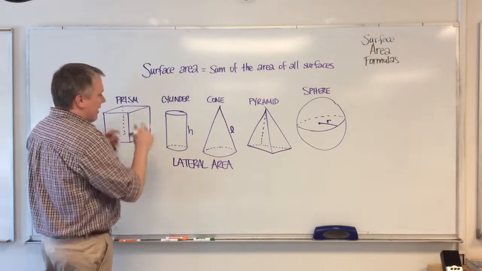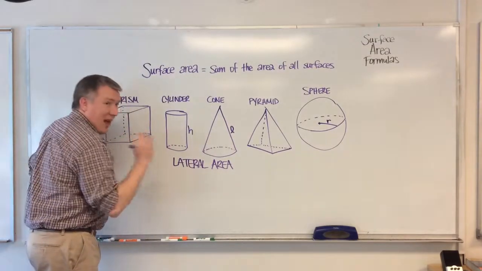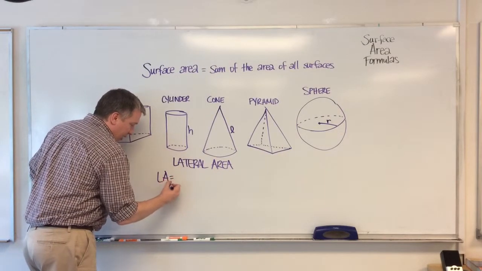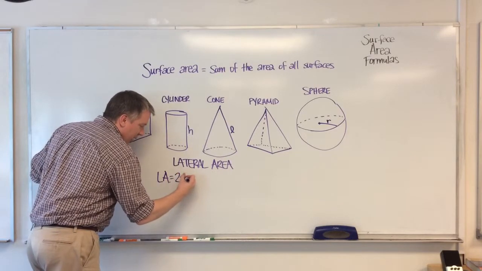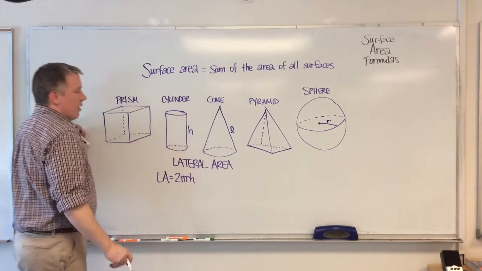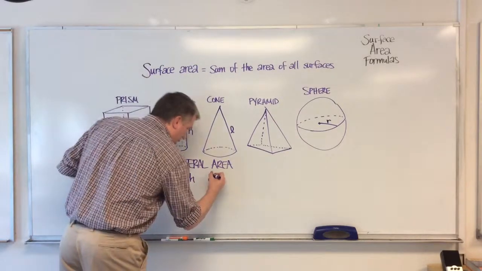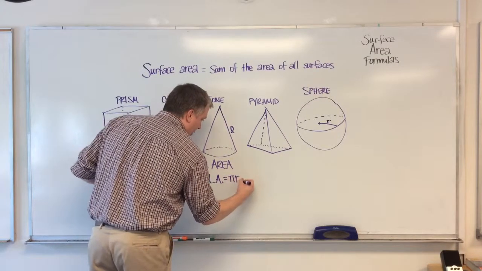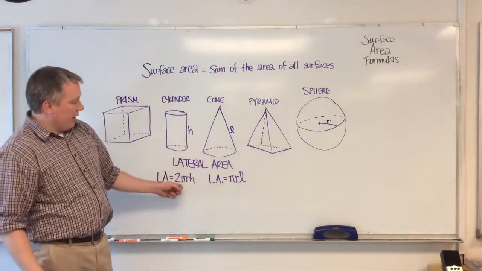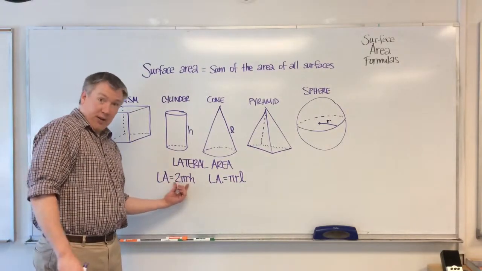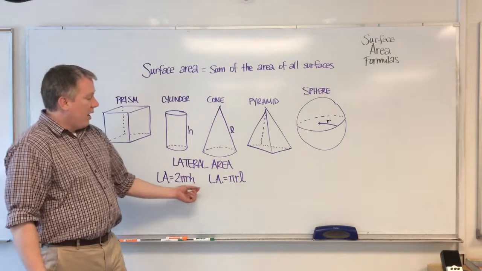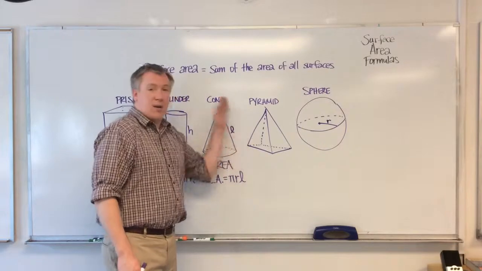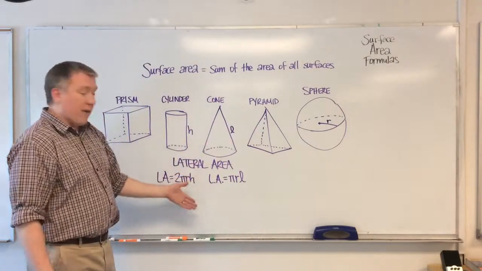So in the case of a cylinder, the lateral area, and I'm going to put LA for lateral area, is equal to 2 pi RH. And in the case of a cone, the lateral area is equal to just pi RL. So they're very similar. In this case, 2 pi r is the circumference times the height. And in this case, it's half of the circumference times the length. And again, the length is down the side of the cone, not perpendicularly. So that's how you find the lateral area.